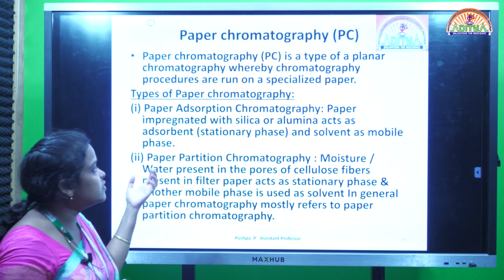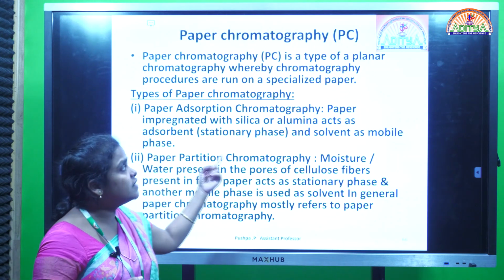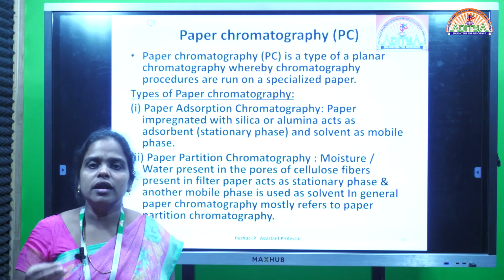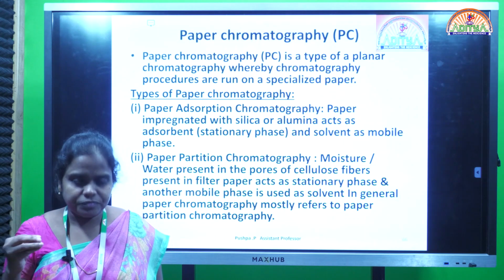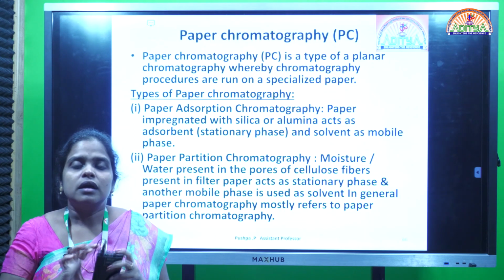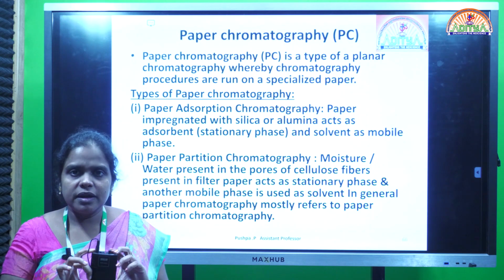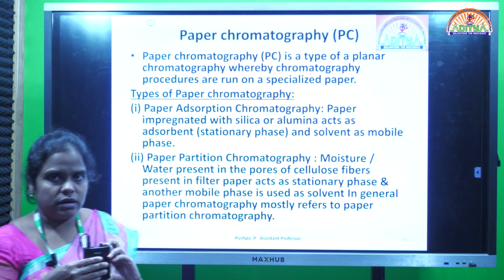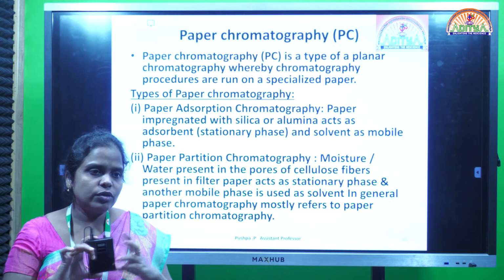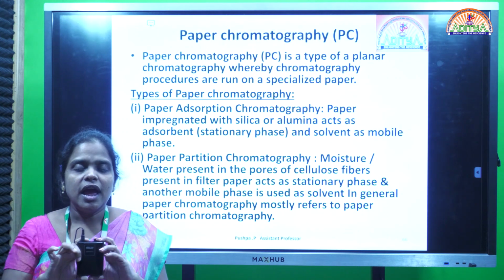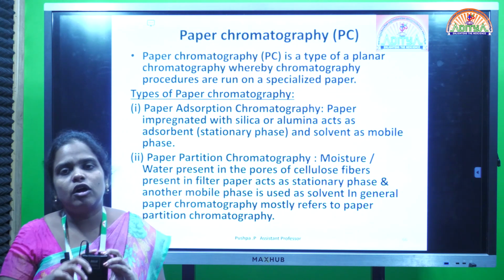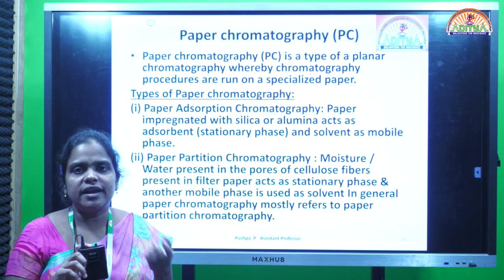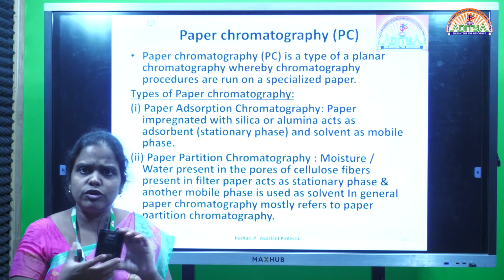What solid stationary phase do we use here? Paper impregnated with silica or alumina acts as the stationary phase. Impregnated means soaked or saturated. We take normal filter paper and soak that paper with silica or alumina. That means we take some silica slurry and apply that silica or alumina on the paper. We saturate the paper with silica or alumina, and then we dry it.